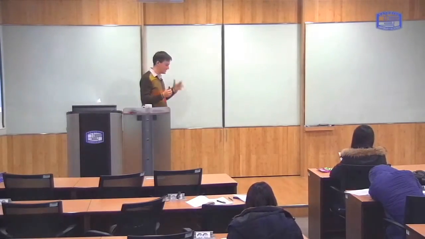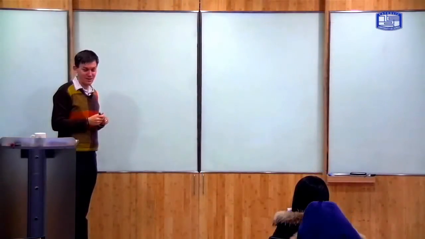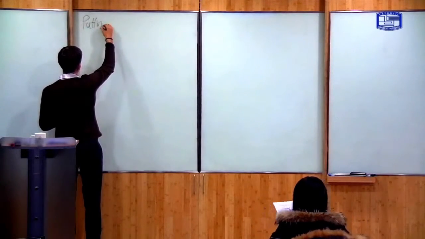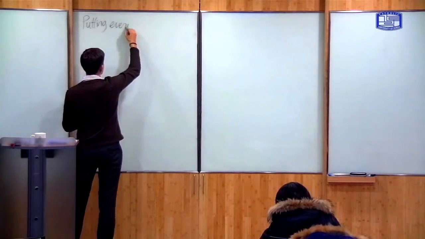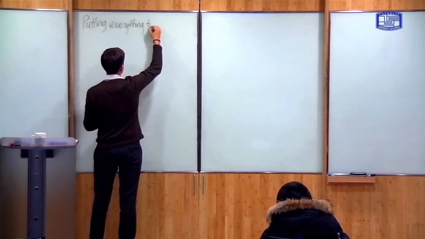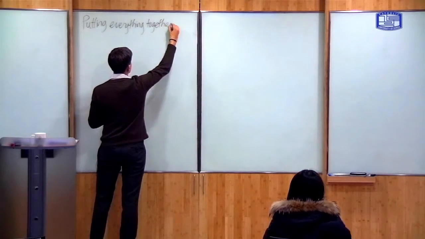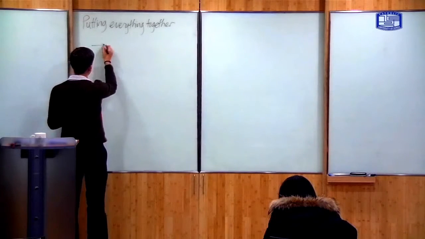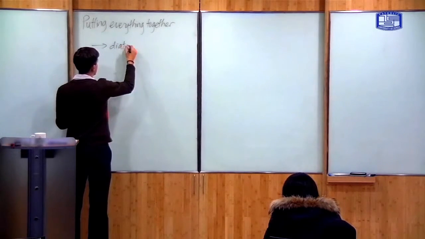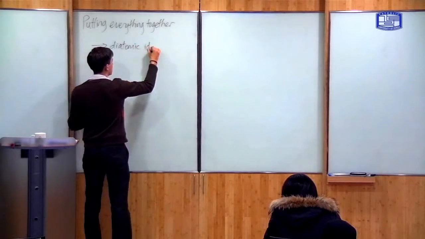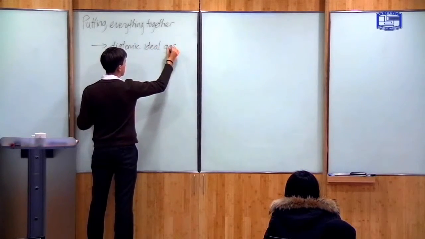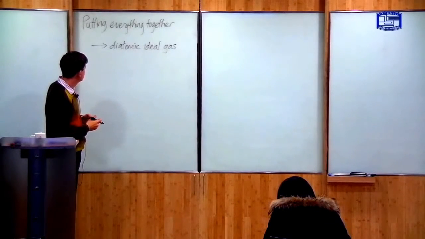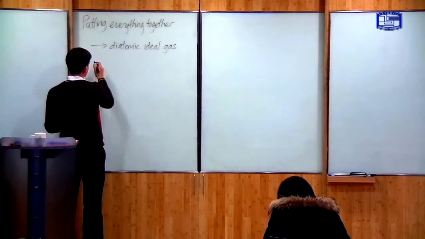We've now finished analyzing the 3 different modes of the ideal gas, and we can put all these together to look at the final picture. So putting everything together, we now have a more or less complete understanding of the diatomic ideal gas. And it looks as follows.